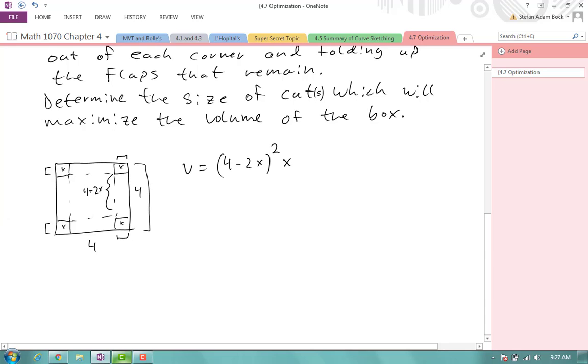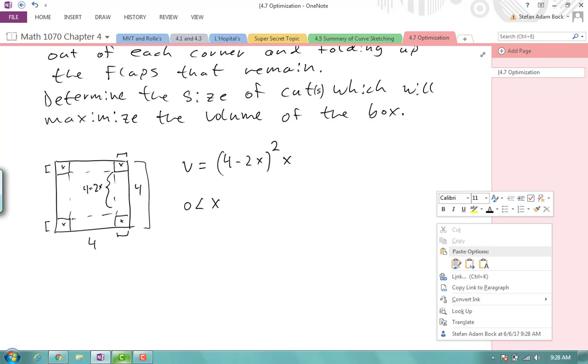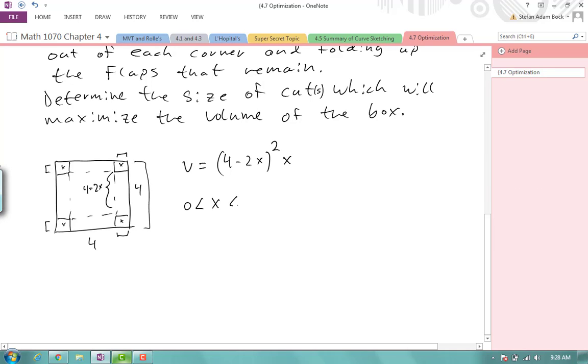And this has a logical domain, and I say logical domain because I can plug in any x value to this and I'm going to get some kind of a number, but depending on which x values I plug in, that number might be negative, which doesn't make a whole lot of sense for a physical box. So I have to cut out something, so x has to be positive. Otherwise, I just have a very flat box with no volume. And I can only cut out up to 2 feet. Because if I cut a square of 2 feet out of each corner, then I'm going to have 4 squares of 2 feet, which is, I'm going to cut away the entire box. I'm not going to have a box left.